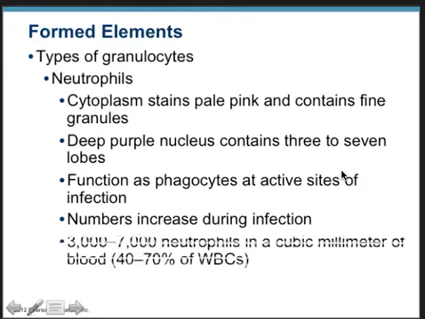You have between 3 to 7,000 neutrophils in a cubic millimeter of blood when you're not fighting an infection, and the number goes considerably higher when you are, and make up about 40 to 70% of your white blood cells, depending on whether or not you're battling an infection at that point.